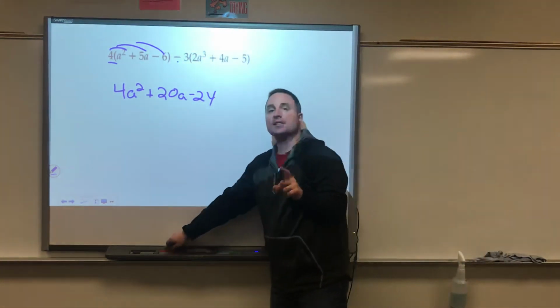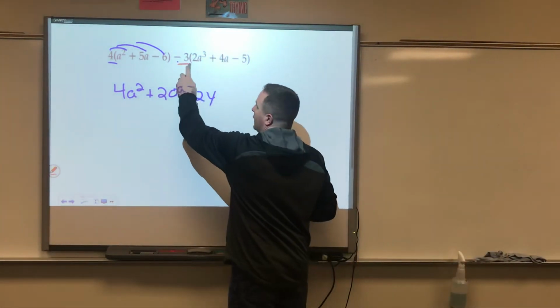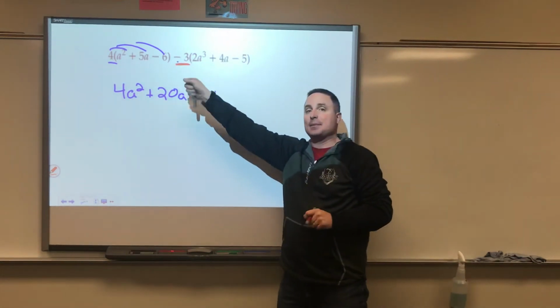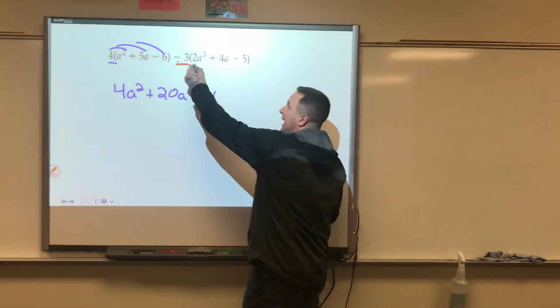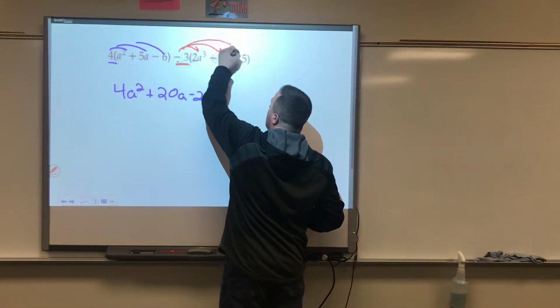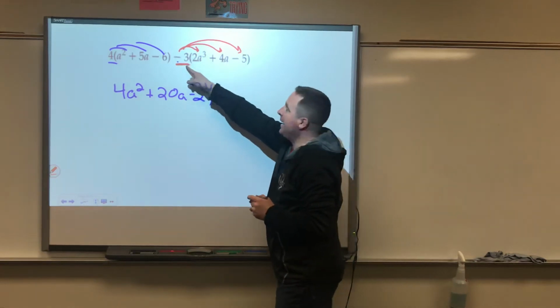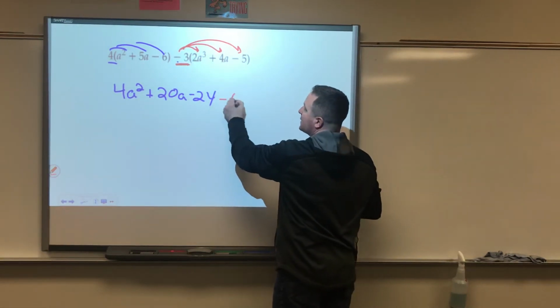Now be careful with the second one. You need to ask yourself, what kind of a 3 is that? Well, the subtraction sign makes it become a negative 3. So when I distribute here, let's keep that in mind, that is a negative 3. Negative 3 times 2 is negative 6a cubed.